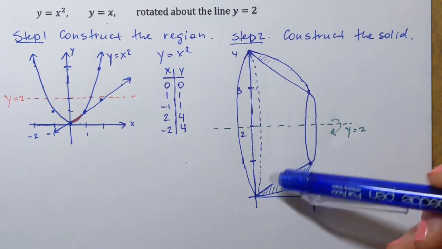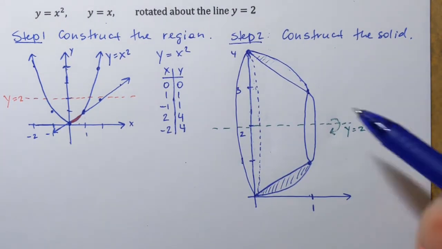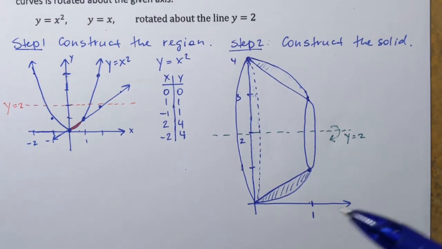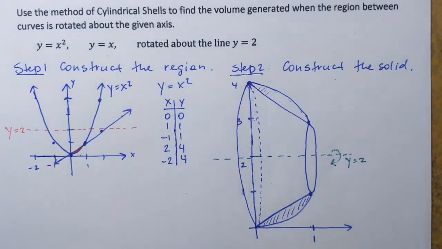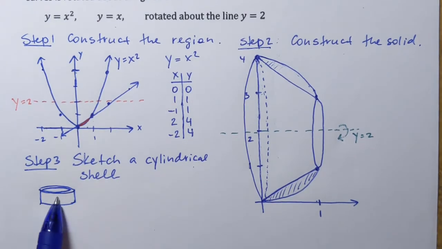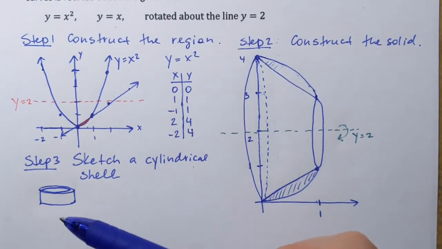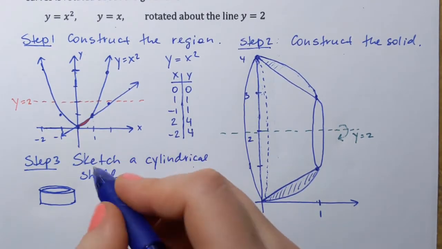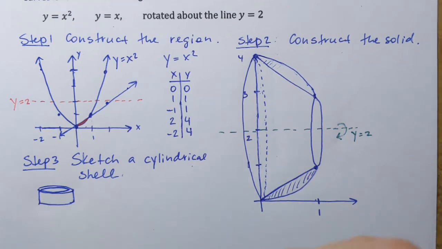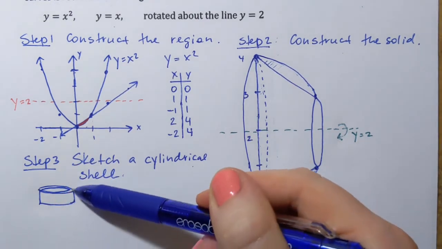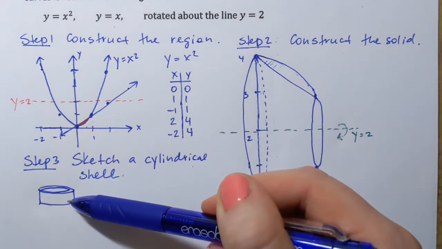So once I obtain the solid, next I need to sketch a typical shell. Remember, we're using the method of cylindrical shells, so I'll say that it's step 3. Okay, so here I sketched just a picture of a cylindrical shell to remind you how it looks. I like to think about it as a wedding band. So it has thin sides, but it has some height to it, right? So it's not flat.